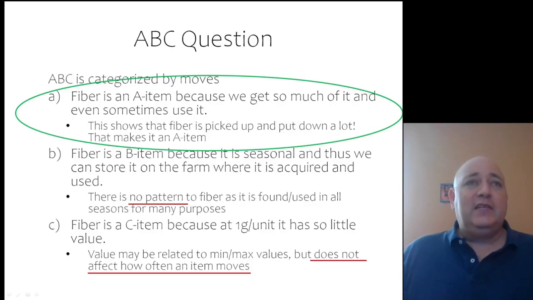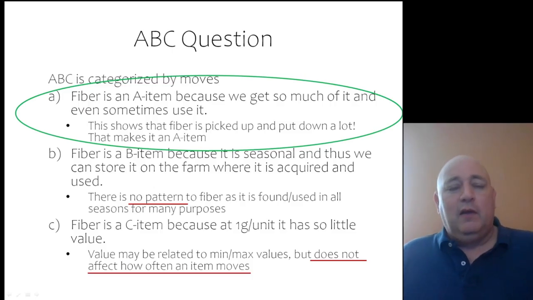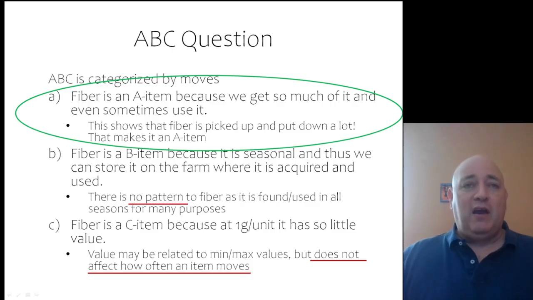So the answer is, fiber is an A item just because it's used so frequently, and that becomes the decision. If it's used frequently, we just want to put it in a place where it's easy to understand, where people can see it, where people can count it, where people can pick it up. It's just that high a volume item, and it just becomes an A.